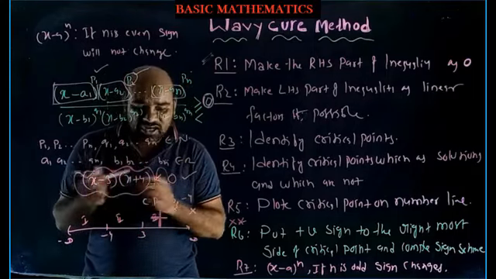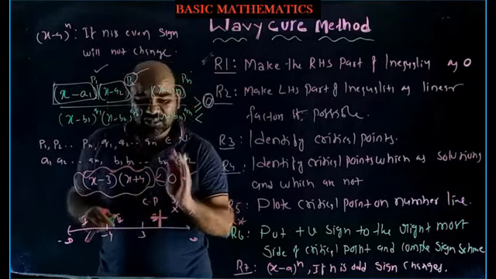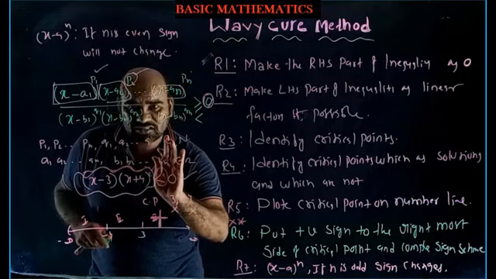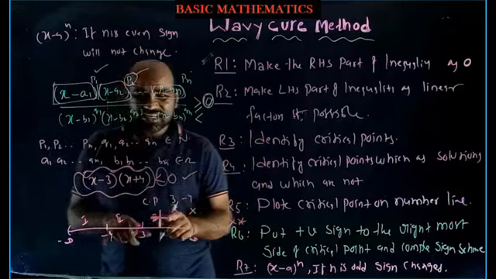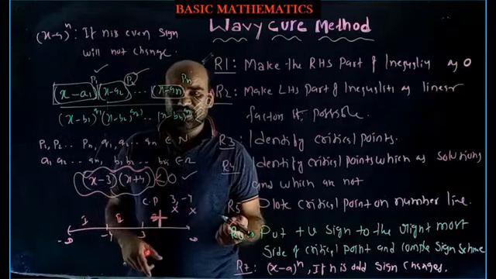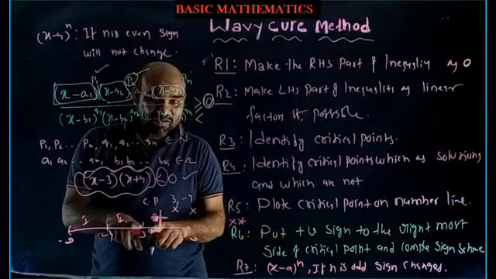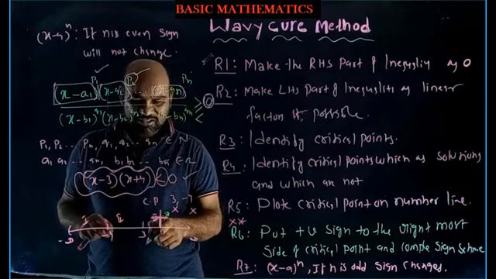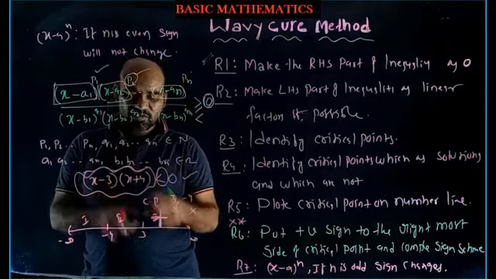This is just to identify the critical points. After that, you want to apply the sign scheme. While applying the sign scheme, don't bother about this symbol, whether greater than 0, lesser than 0, greater than or equal to 0, or lesser than or equal to 0. Just write the plus sign after the rightmost critical point. What is the meaning of this? Take any value of x greater than 3, this expression is positive. Take 5 for example: 5 + 4 is 9, 5 - 3 is 2, the product is positive.